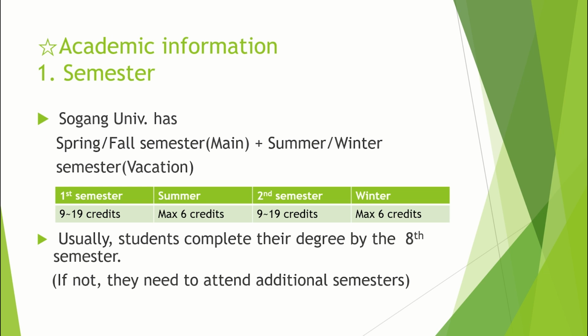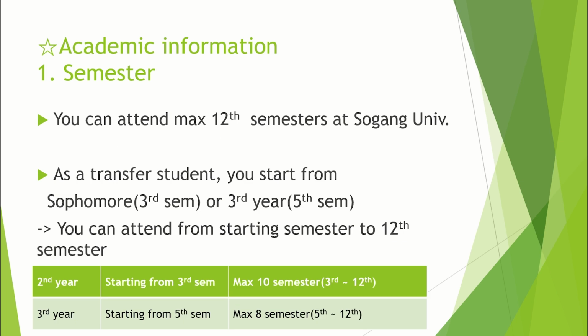Okay, first, the semester. We have a typical semester system: the first semester, summer, second semester, and winter semester. And you can see how many credits you can attend in each semester. Typically, many students complete their degree by the 8th semester, about 4 years. Sometimes you need more semesters for various reasons. If you want, you can fully attend up to the 12th semester.